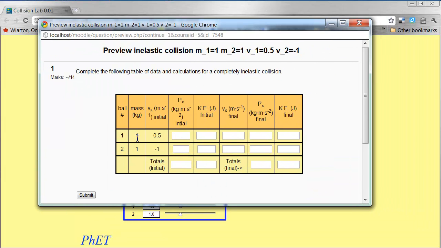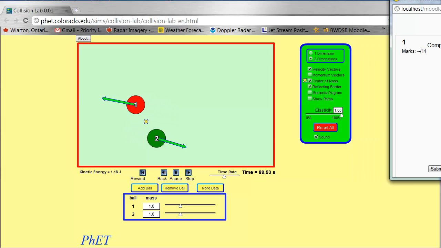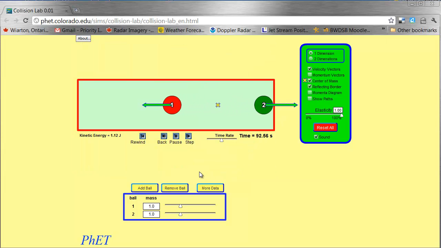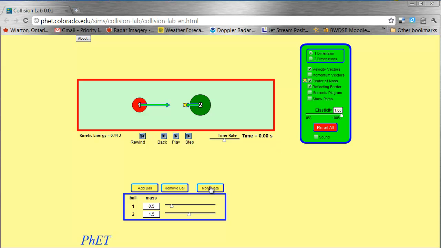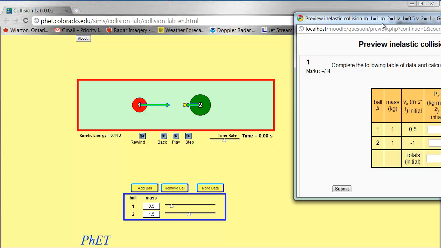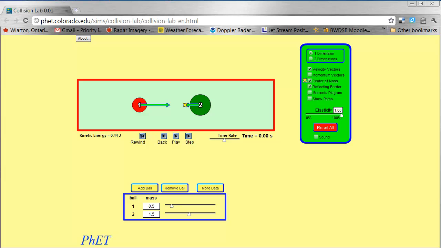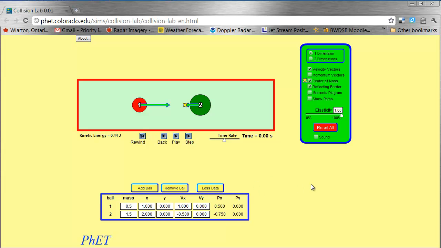And so the mass of the balls and their velocities are already prescribed for you, and you can actually set them from within this simulation. Now, the first thing, we're going to be dealing with one dimension only. And let's just reset this, go back to one dimension. Very good. Now, in order to fill in our data, we need to go to the More Data button here.